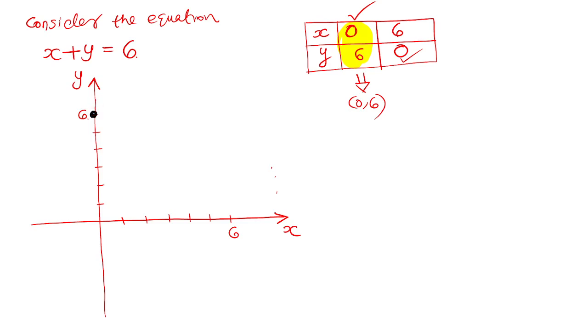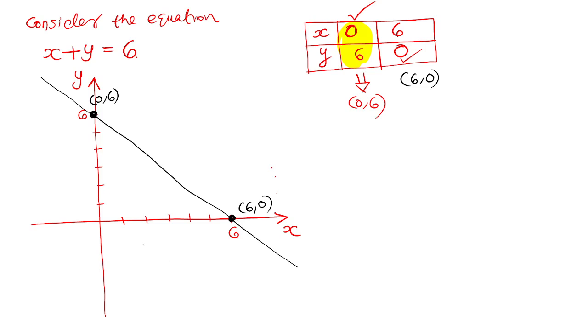And there is another point, 6 comma 0. Can you see that? 6 comma 0 is here. What is this point? This is 0 comma 6. And what is this point? 6 comma 0. Join the points as a line. Join the points, we get a line.